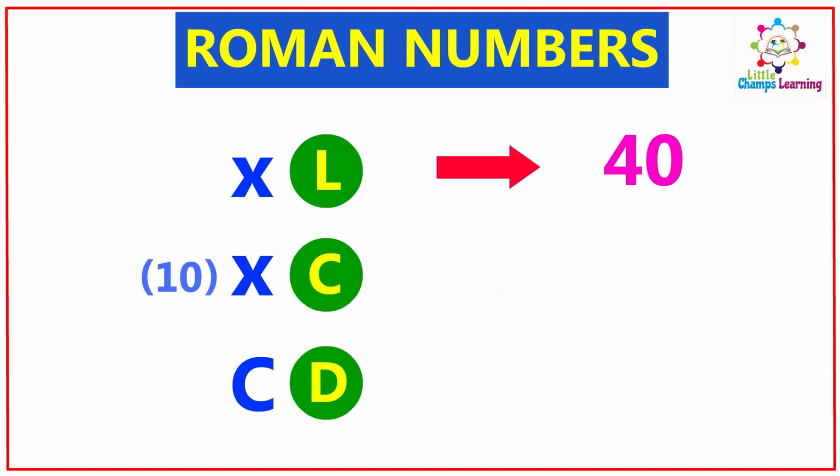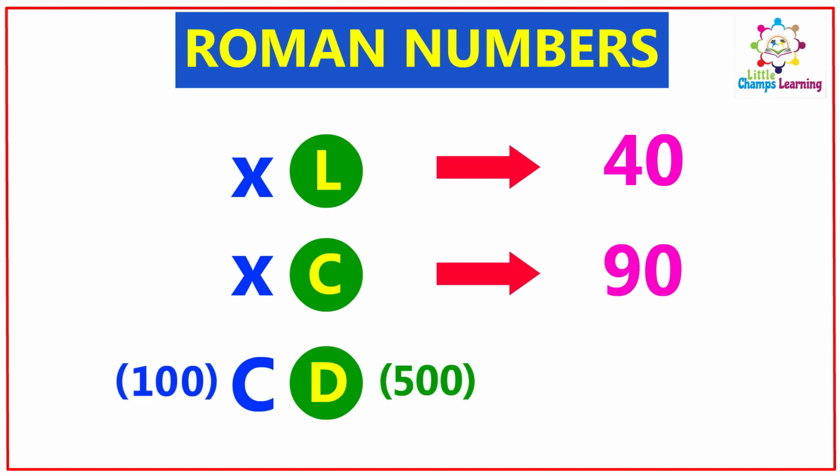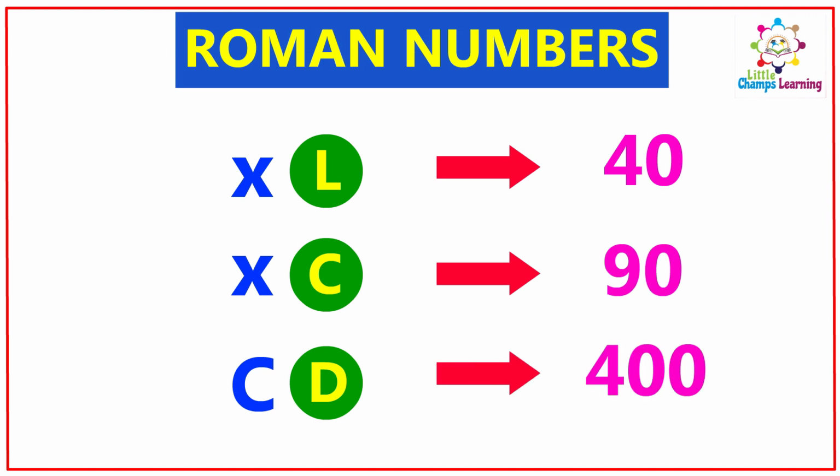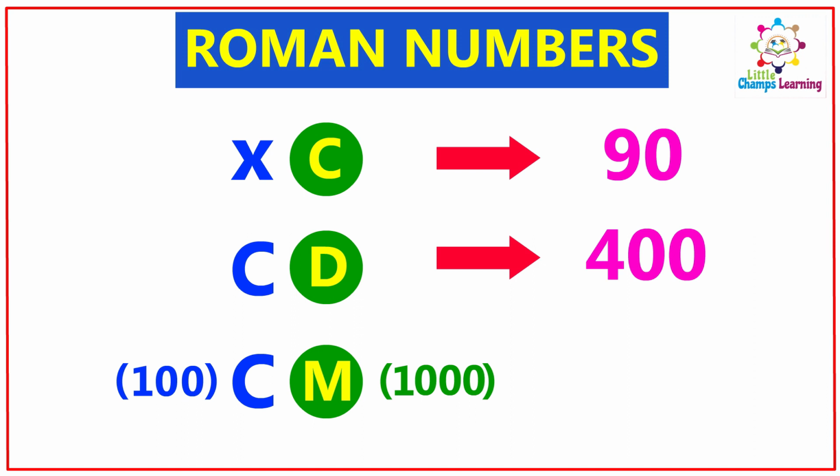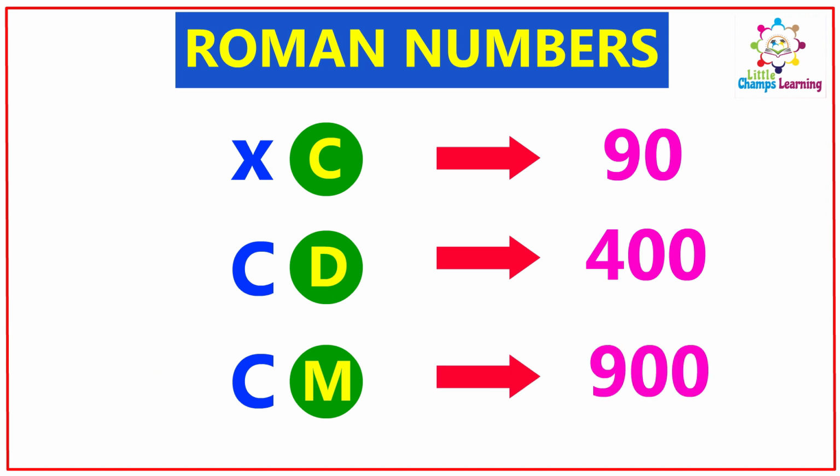Here I have 10 and this is 100. 100 minus 10 is 90. Here I have 100 and this is 500, so this is 400. And in the same way this is 100 and 1000, so this becomes 900. Now we can quickly write Roman numerals up to 1000.